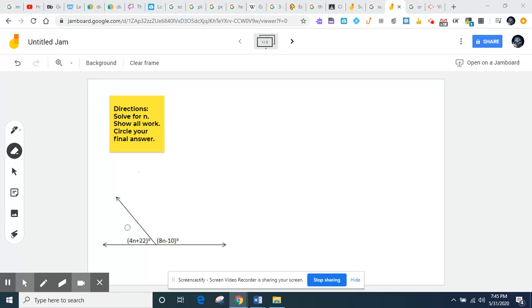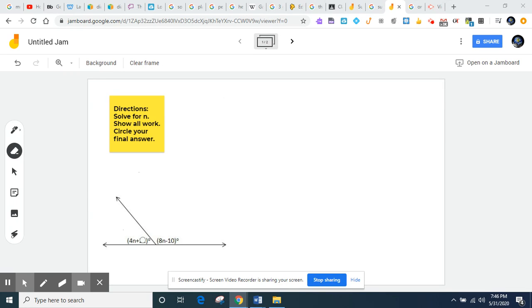Our first angle is 4n plus 22, and our second angle is 8n minus 10. And we know that these two angles form what we call a linear pair, okay? A linear pair is just two angles that make up a straight angle. Here's our straight angle here. Our straight angle is simply a straight line, okay? And because they form a linear pair, that means they equal 180 degrees because all straight lines are 180 degrees.